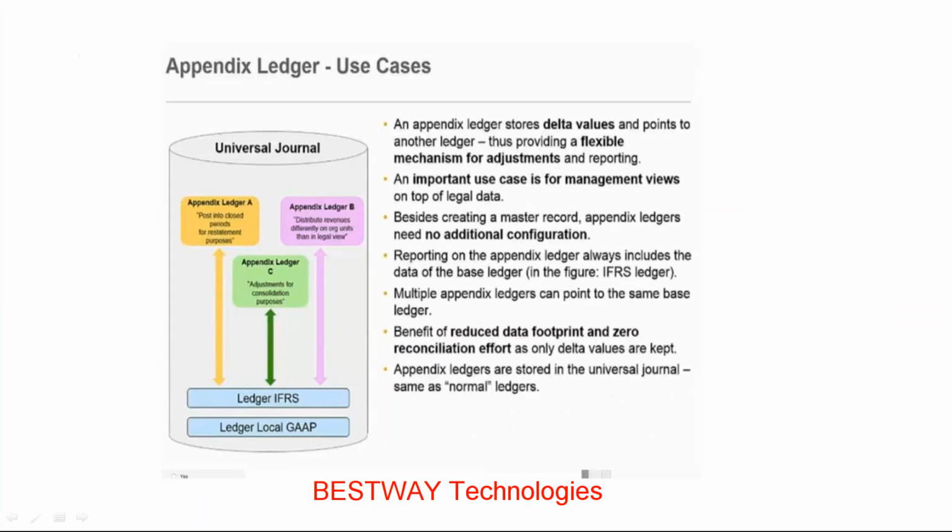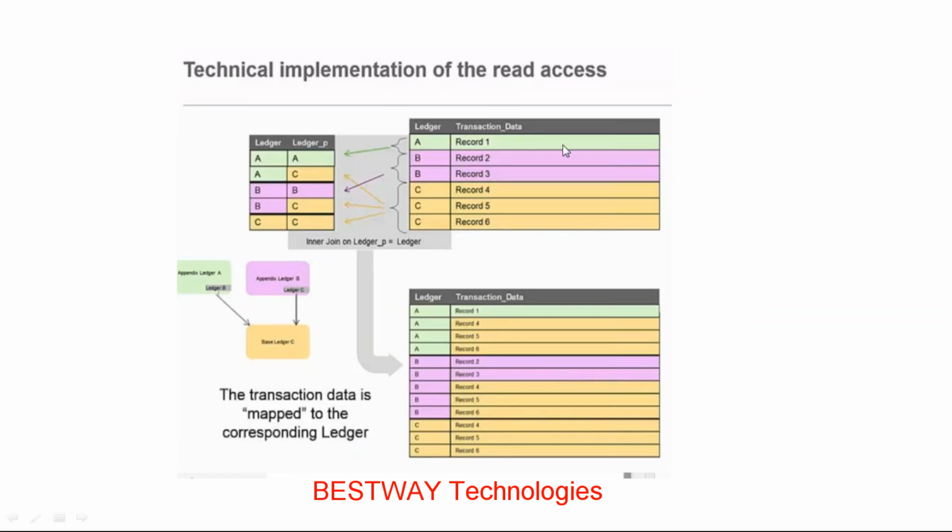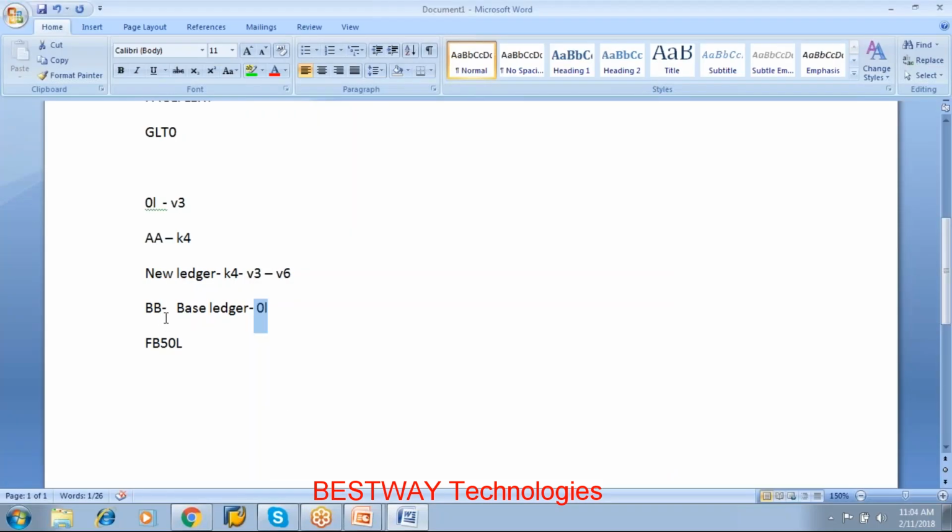If I come back to my slide, you can see the records here. C is a base ledger, which may be a leading or a non-leading ledger. A and B are appendix ledgers. So you have posted transaction record 1 in A, records 2, 3 in B, and in ledger C, records 4, 5, 6. Base ledger C is connected to both A and B. When I create a ledger, I give the base ledger as C. When I created the B ledger, I gave the base ledger as C, as I have told you in my Word document.